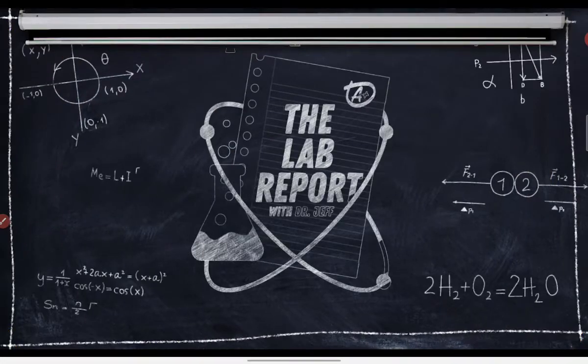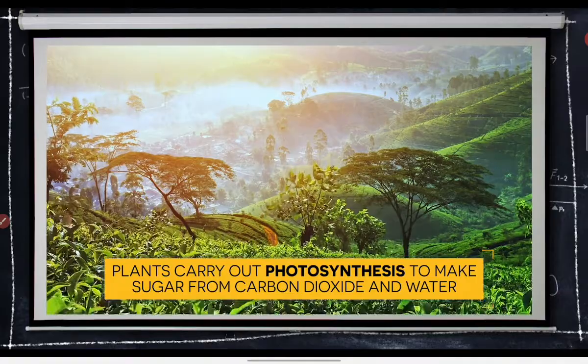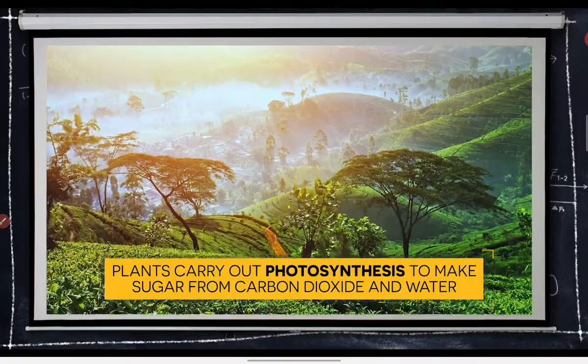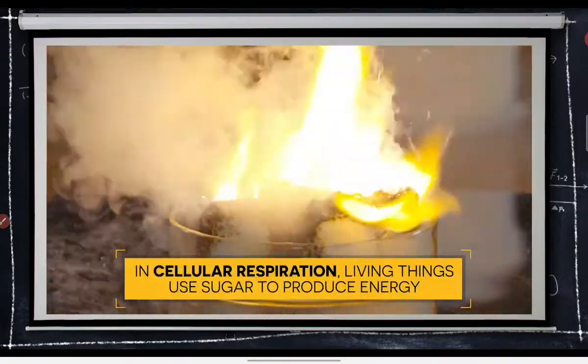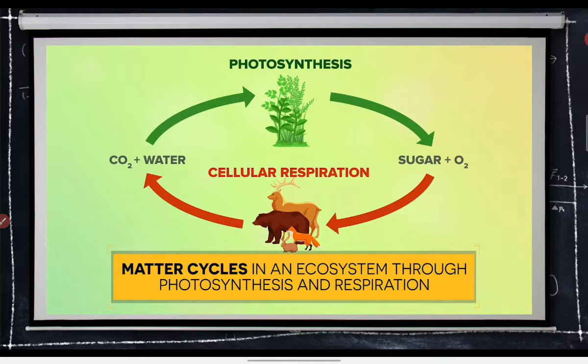Today on the Lab Report, we'll learn that plants carry out photosynthesis to make sugar from carbon dioxide and water. That in cellular respiration, living things use sugar to produce energy. And that matter cycles in an ecosystem through photosynthesis and respiration.